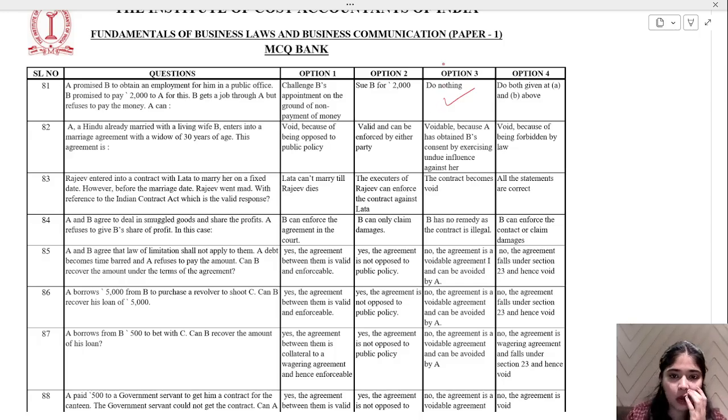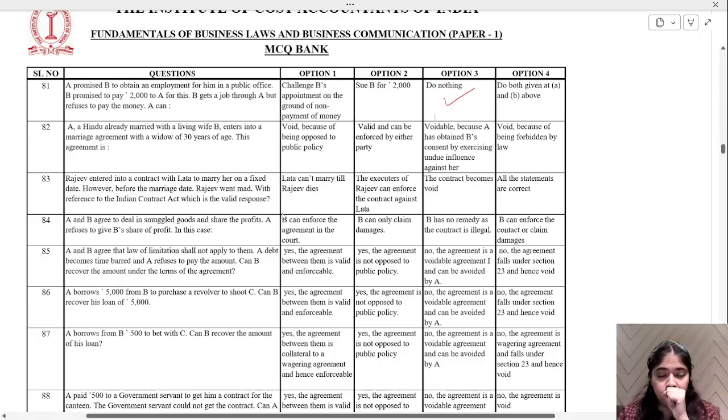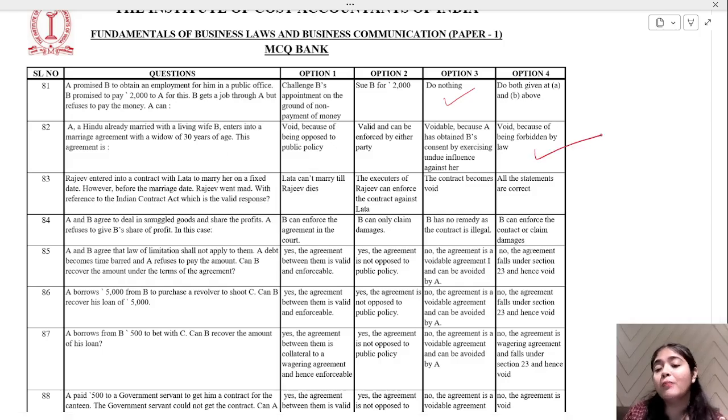Okay. Now, a Hindu already married with a living wife B enters into a marriage agreement with a widow of 30 years of age. Is this agreement void because opposed to public policy, valid and enforceable by either party, voidable because A has obtained B's consent by exercising undue influence, or void because of being forbidden by law? In Indian law, you're not allowed to marry again if your first wife is alive. So that is void because of being forbidden by law.